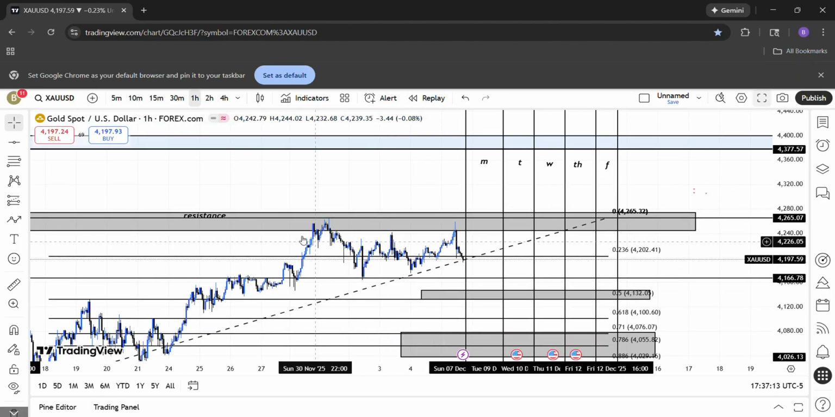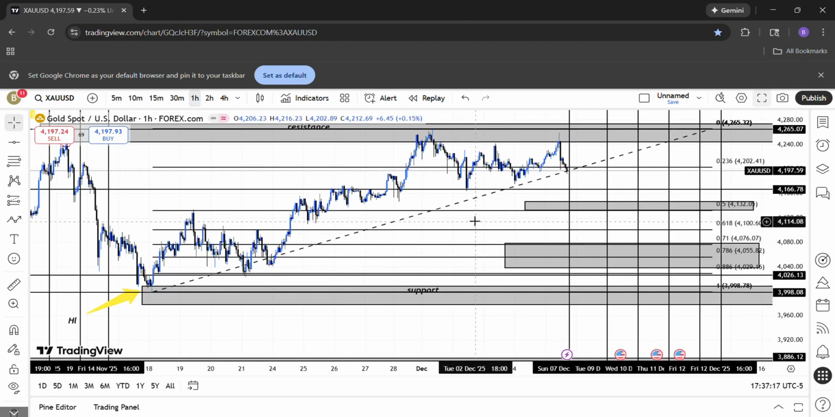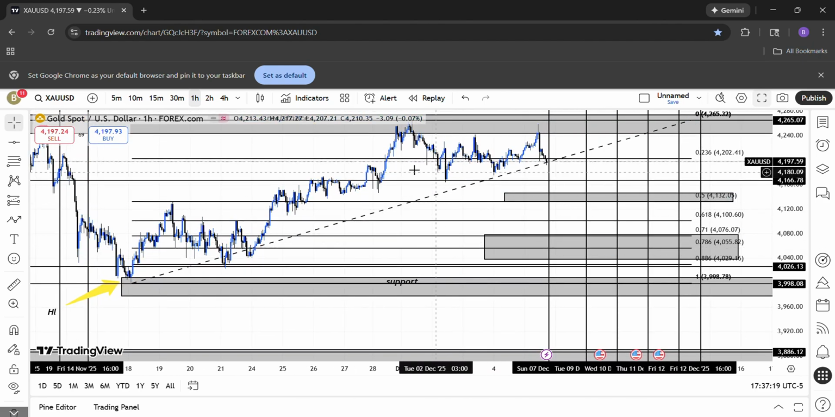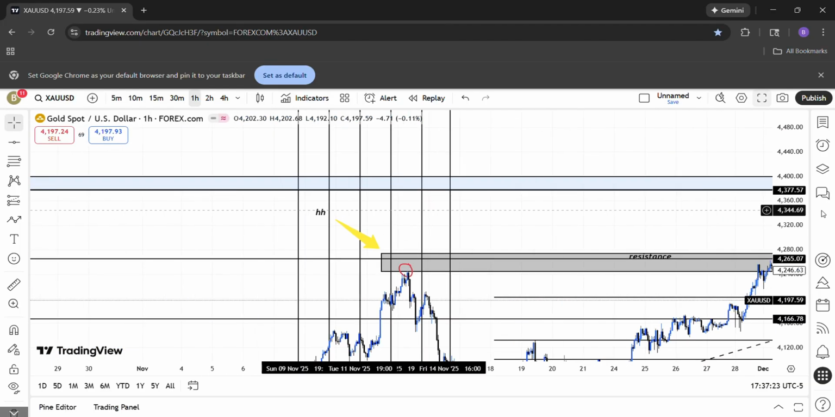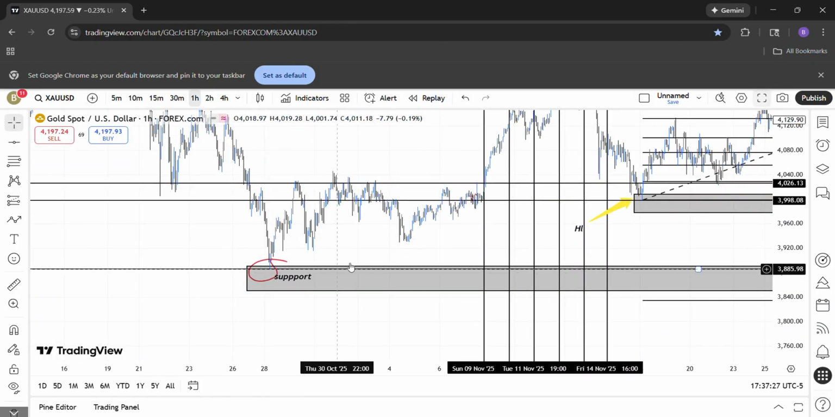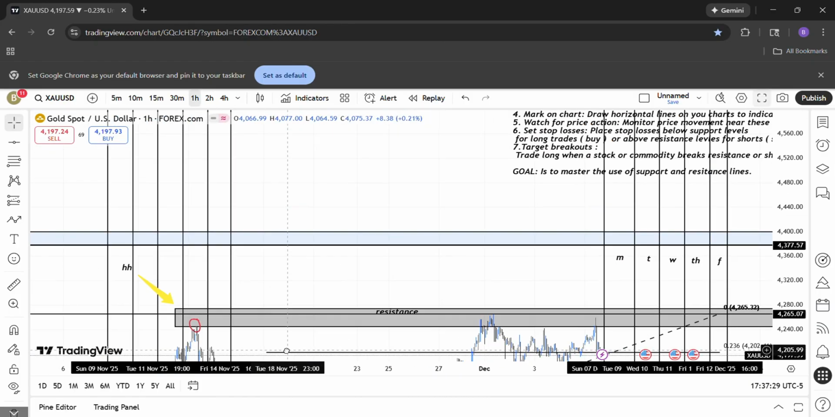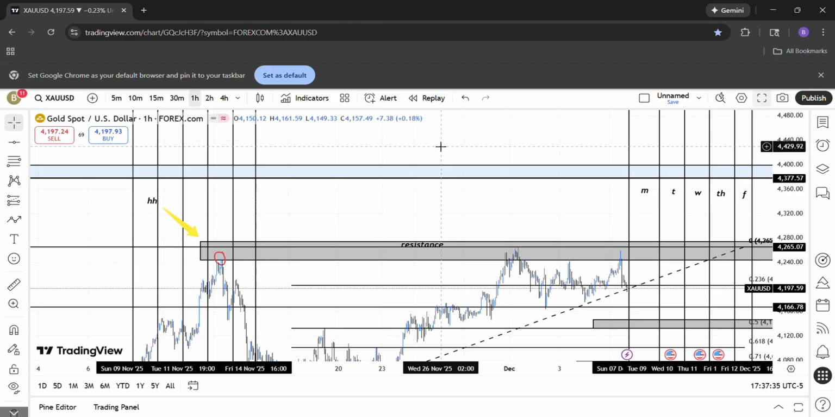As you can see, I drew my horizontal lines to identify the resistance and support. I drew out the zones, 50% to 71%, right? I labeled out my chart for next week. I labeled out the highest resistance zone and the lowest support. What's another thing? Number 5, watch for price action, monitor price movements near these levels for buys or sells.